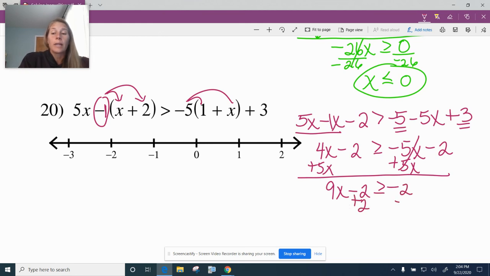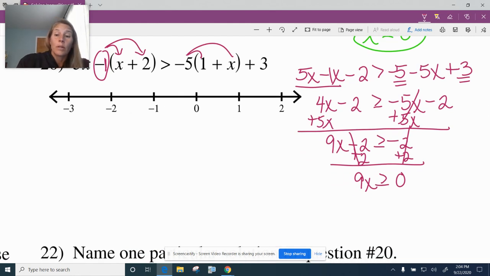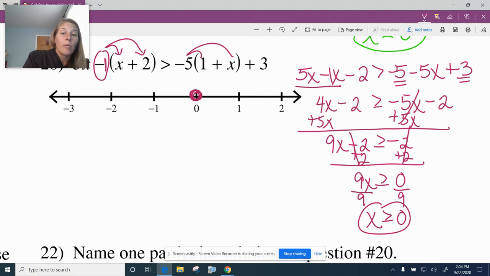Then I'm going to add my 2. Now again, this happened in the last problem. When I add negative 2 and positive 2, they give me 0, but I can't just not write it because there's nothing left on that side, so I have to write the 0 there. So then the last thing I'm going to do is divide by 9, and x is greater than or equal to 0. Closed circle on my 0. X is greater than or equal to, so it's going to go to the right. And that's what my number line graph is going to look like for that particular problem.